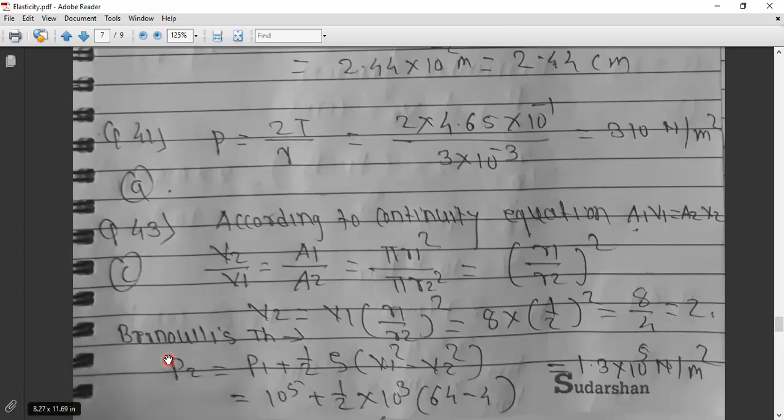Then, the first thing we got is the velocity. To calculate the pressure, use Bernoulli's theorem. P2 is equal to P1 plus 1 half rho into V1 square minus V2 square, the concept of this venturimeter. The pressure P1 is 10 raised to power 5. One half rho, where rho is the density of water. The velocities are 8 meter per second, whose square is 64, and 2 meter per second, whose square is 4. Find out this value, and we get 1.3 into 10 raised to power 5 Newton per meter square. So for question number 43, the correct option is option number C.